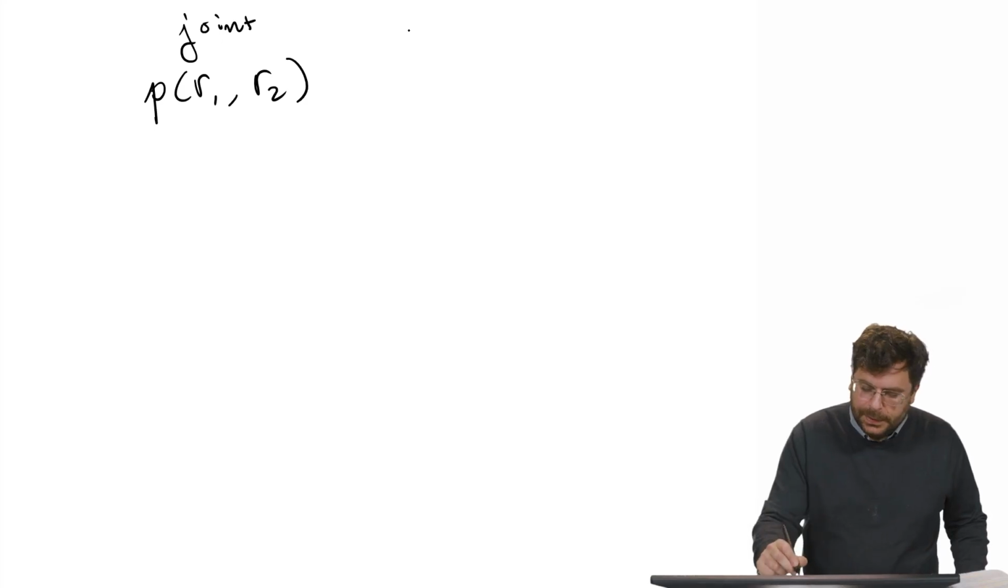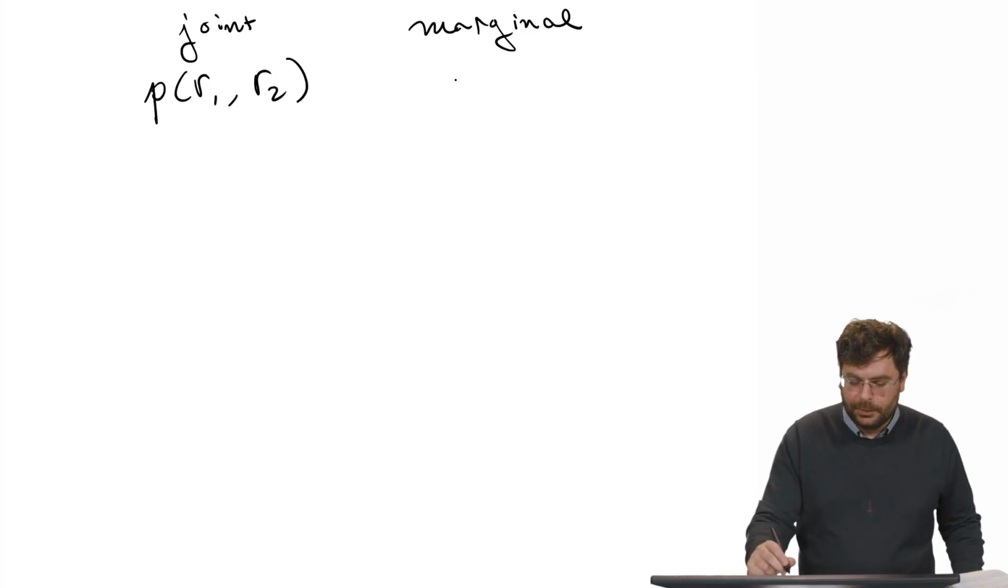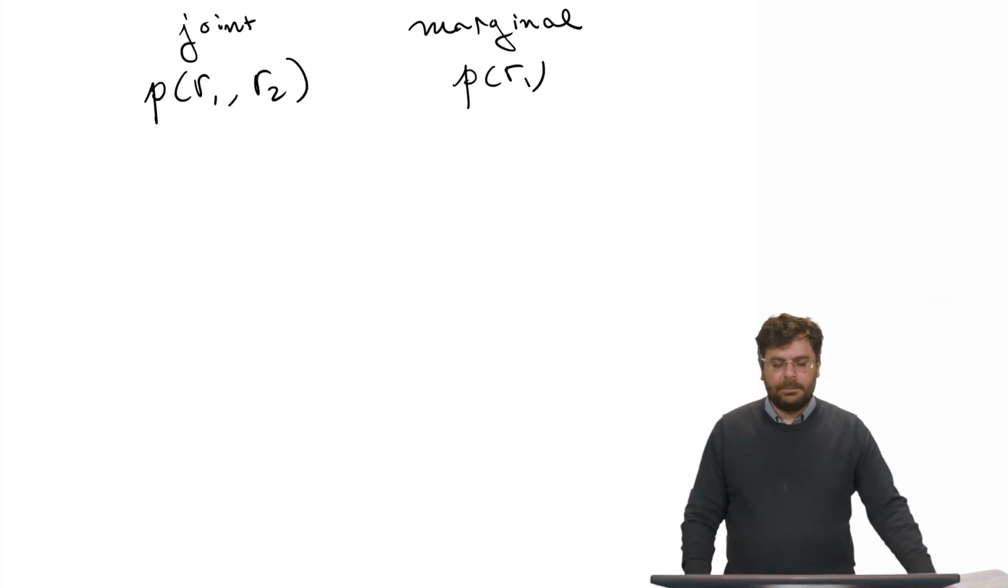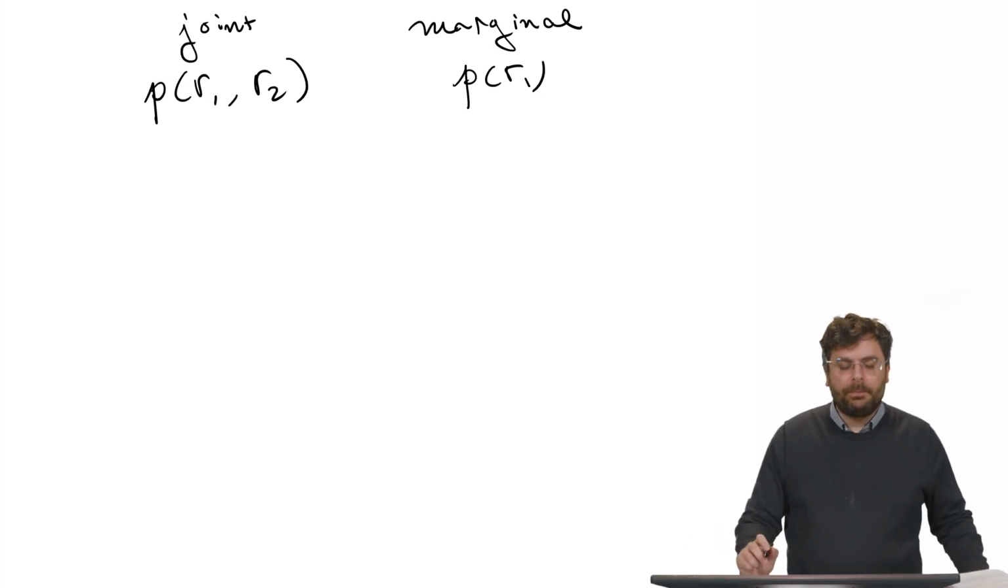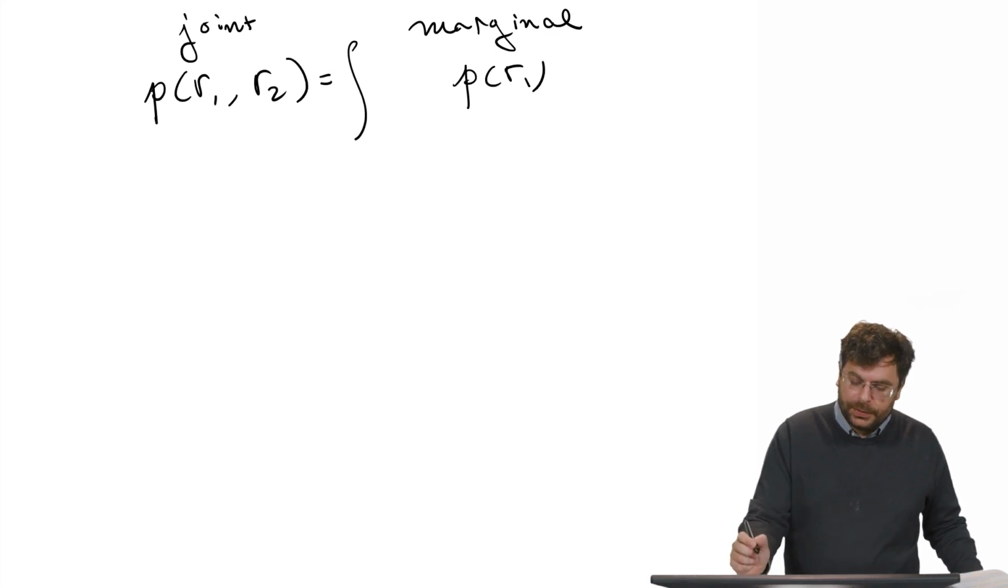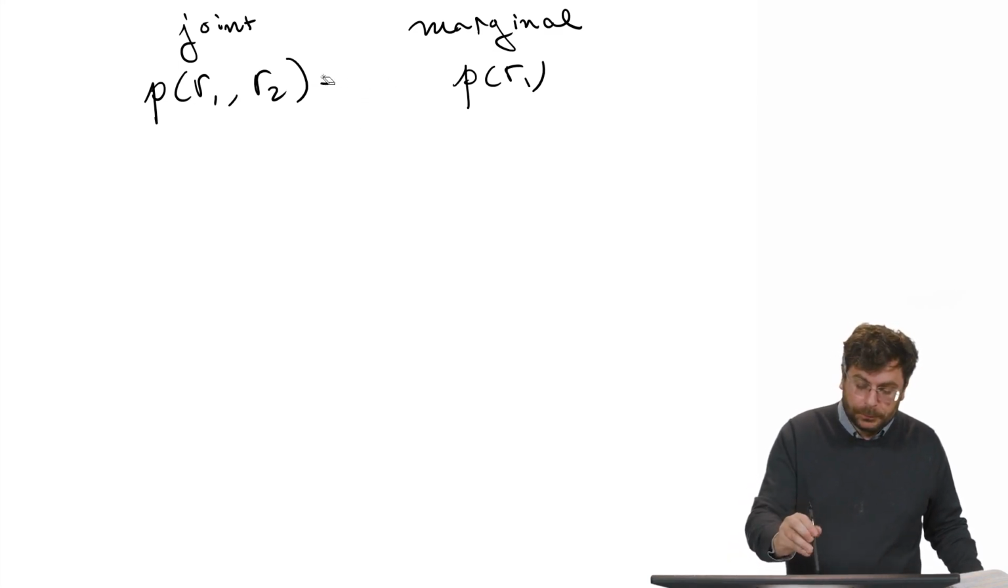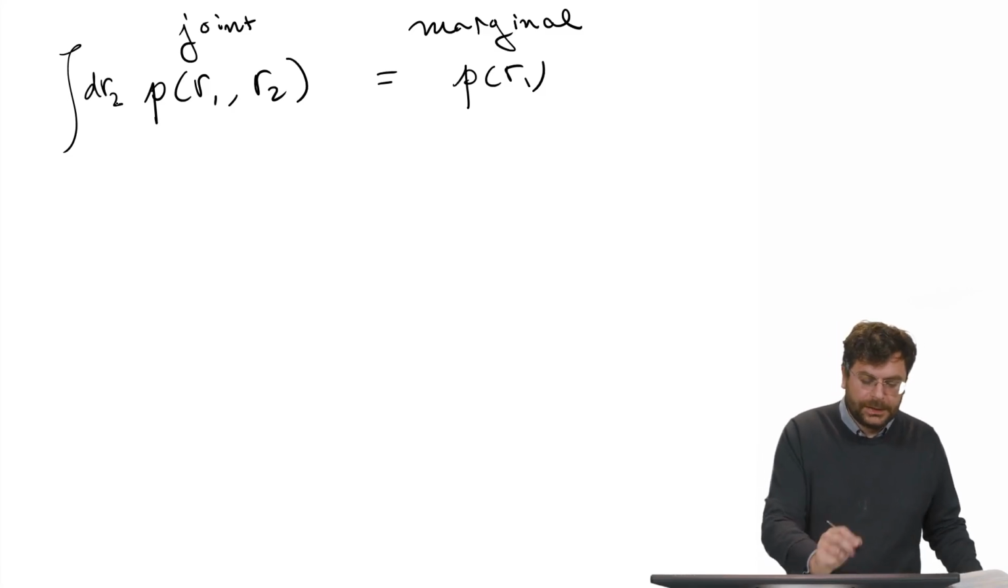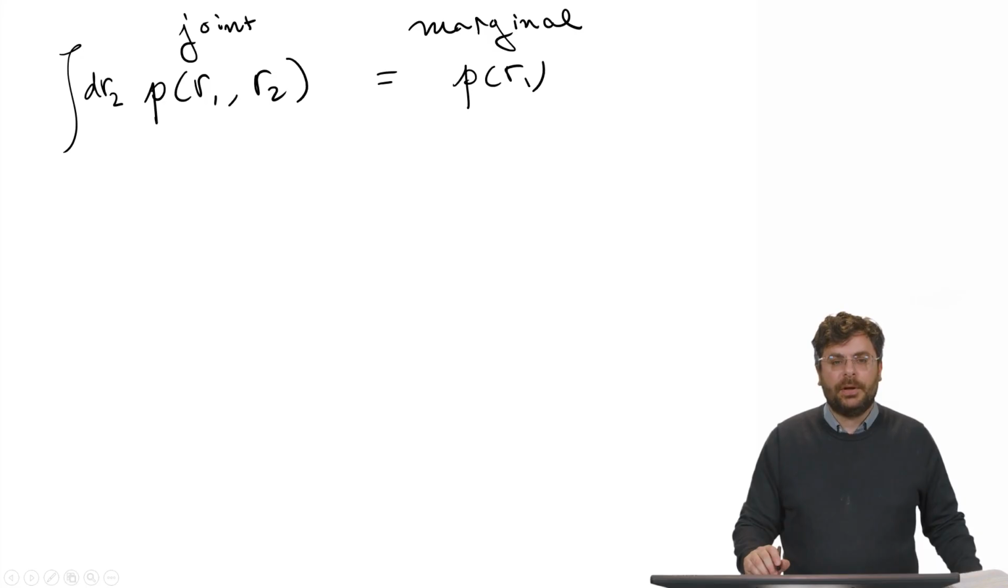Let's talk about how we get from joint distributions to marginal distributions. So again, P of R1 and R2 is our joint. And suppose we consider one of the two marginals. Remember, marginal is shorthand for marginal distribution. Let's consider that P of R1. How do I get from P of R1 and R2 to P of R1? Well, I would have to integrate P of R1 and R2 with respect to R2 in order to get P of R1.